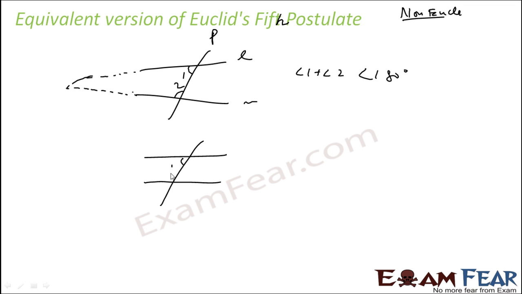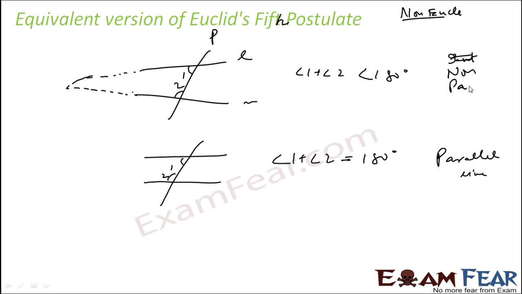For example, if these two lines are parallel, and you make angle 1 and angle 2, then angle 1 plus angle 2 is what? 180 degrees. Correct? So if it is less than 180 degrees, the lines meet; if it is equal to 180 degrees, they won't meet. This is a case of parallel lines. This is a case of non-parallel lines.